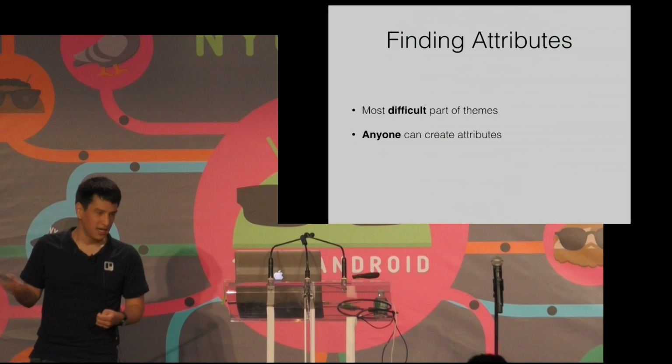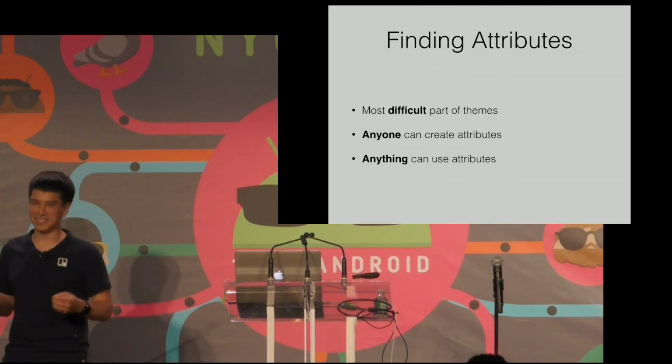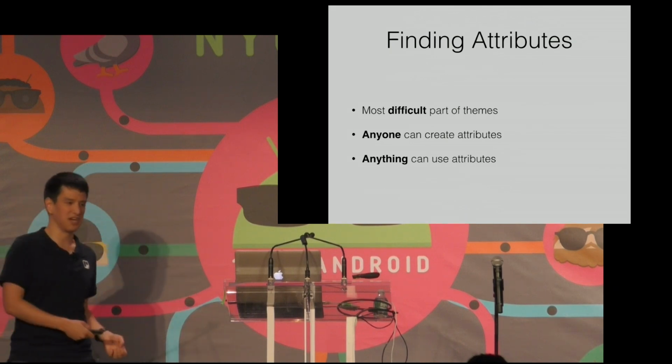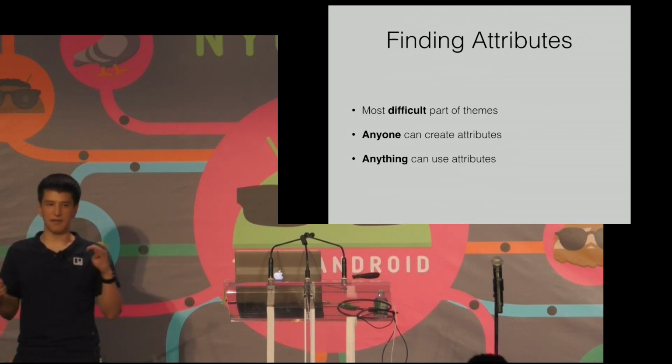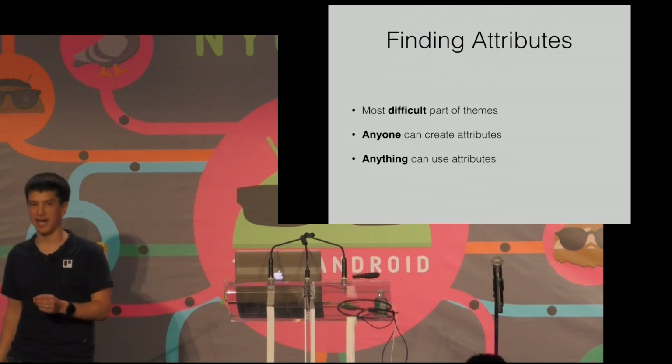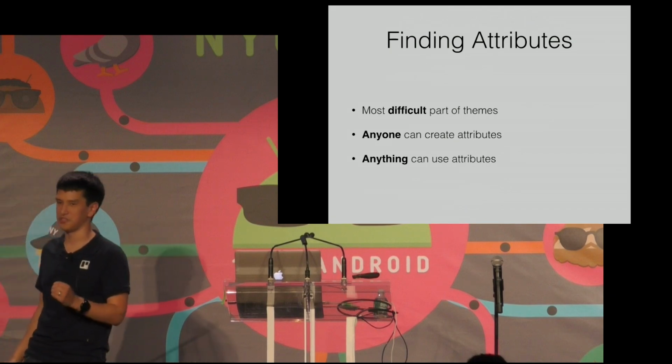And then even worse than that, anyone can use attributes at any time in any piece of the code. They can use it in XML. They can use it in the Java code. So there isn't really like one consistent listing of all the attributes that you can get out there. But I can give you a few hints as to how to track this down. And all of it involves searching through source code.